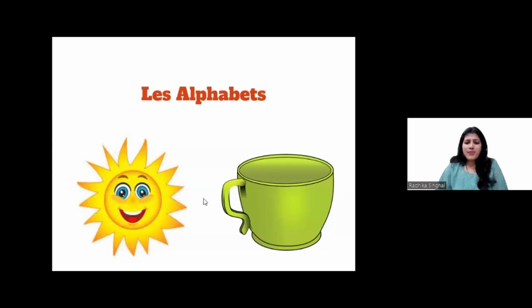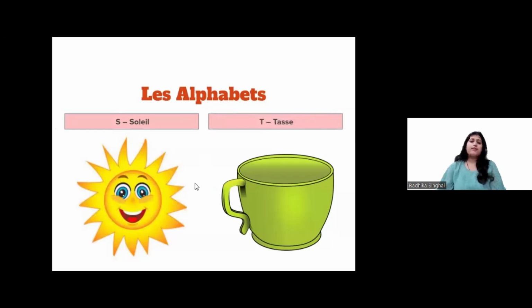The next two images from the letters S and T in French. Soleil. Sun is soleil. And then you have a teacup called tasse. Tasse.